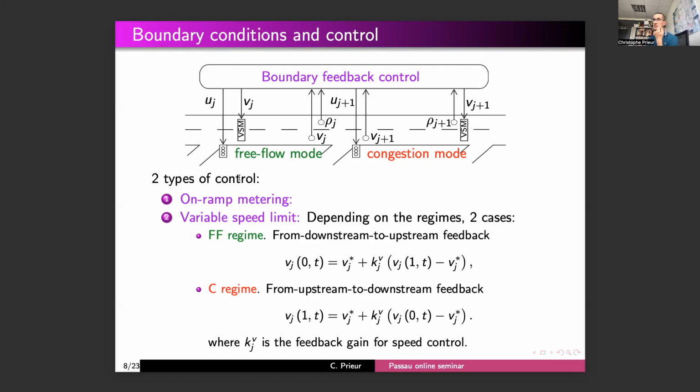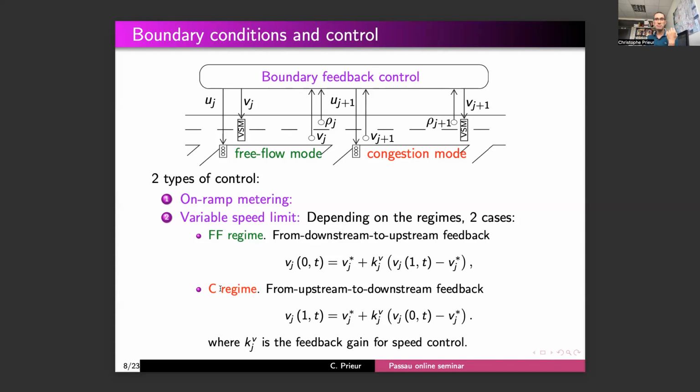So by doing that, you just have to control a variable speed limit, which is just at the beginning of the segment. Okay, and you control this variable speed limit at the beginning of the segment, depending on what happens at the end of the segment. Okay, so imagine that you have a boundary control that depends on whether you are in a free regime or in the congestion regime.